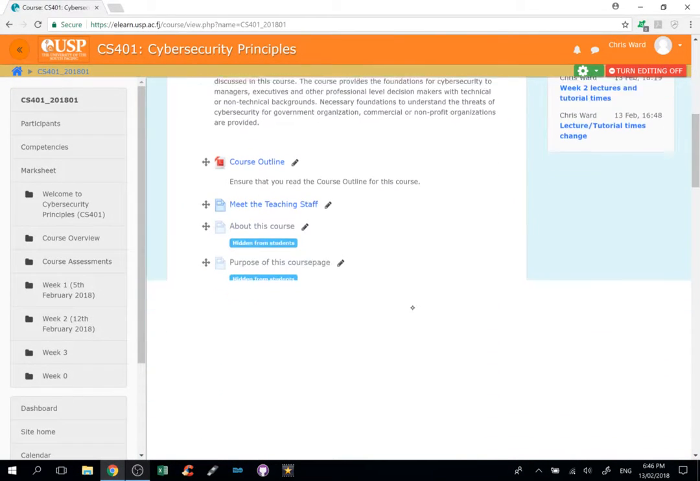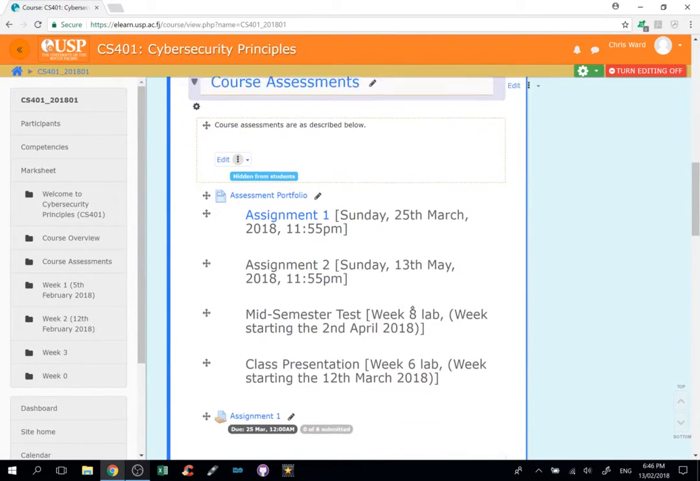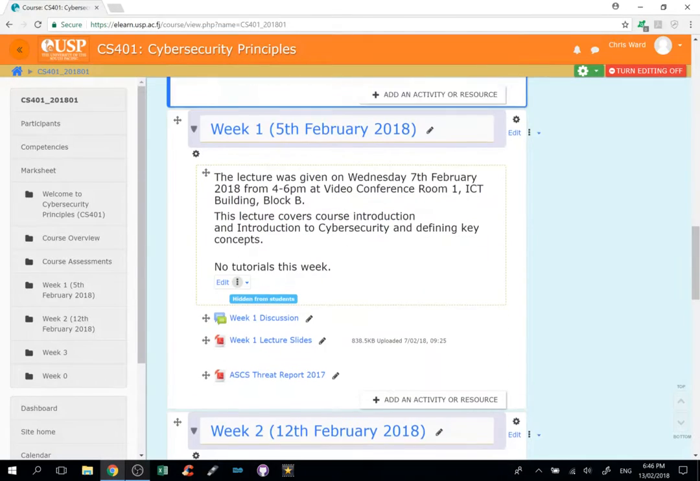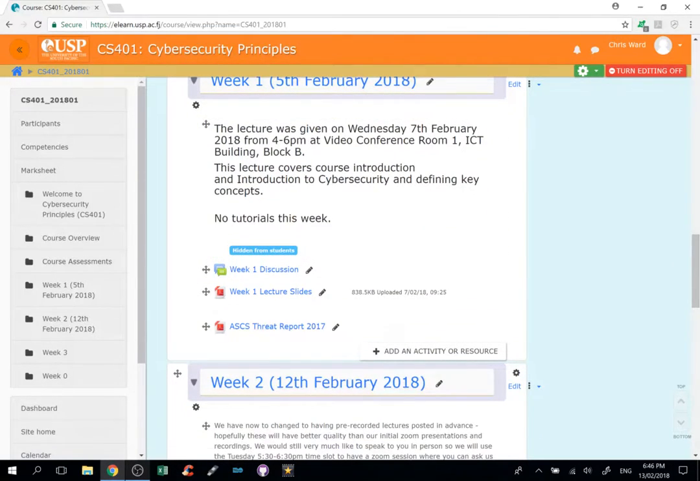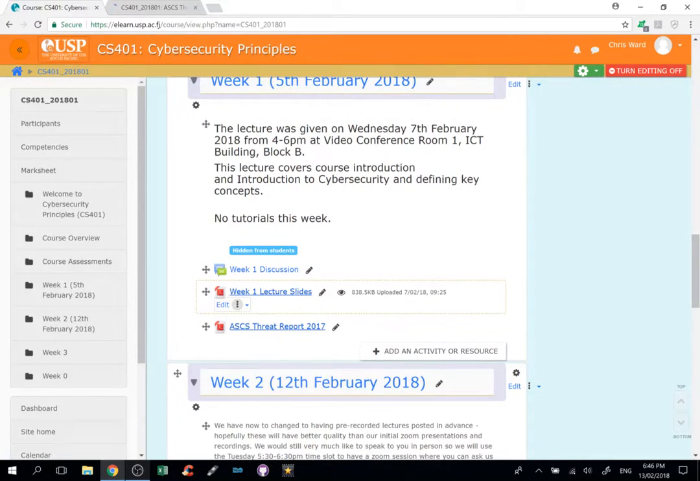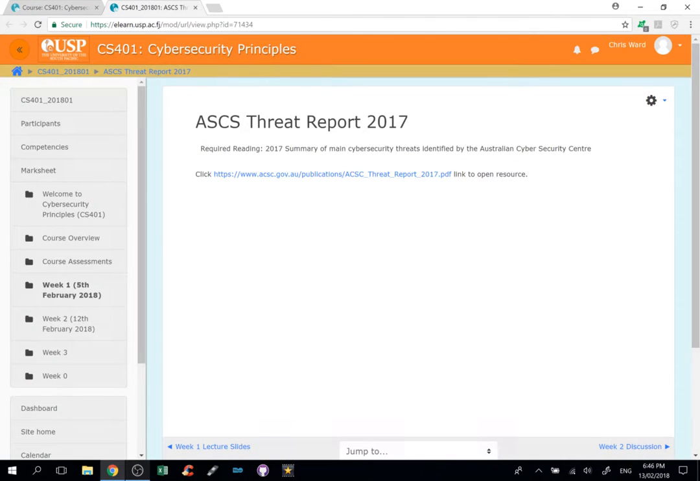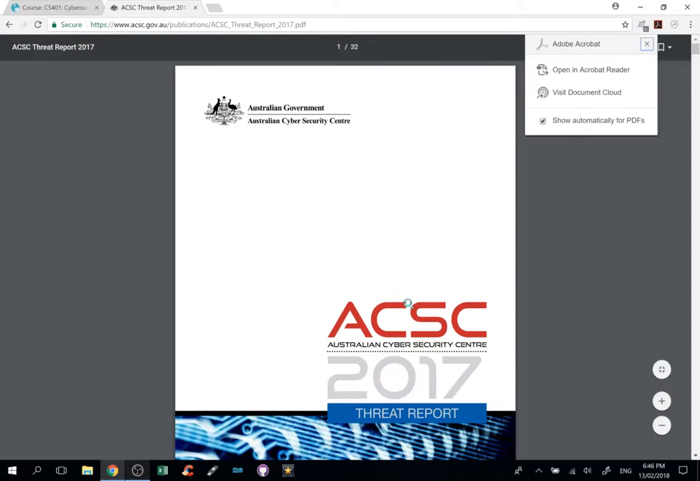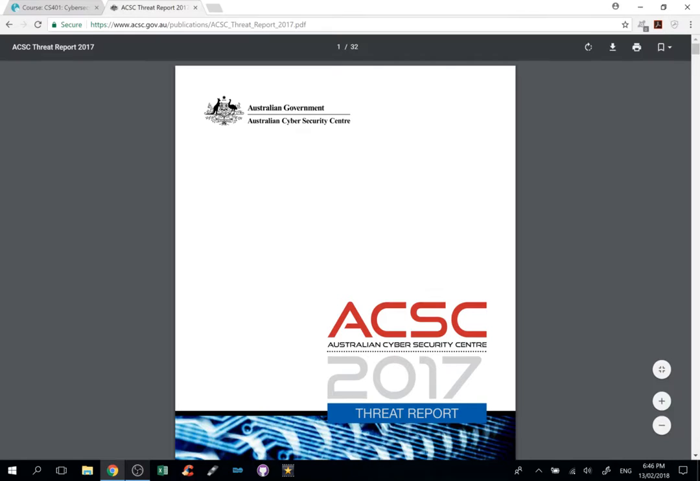If I scroll down on the home page, all the way down to week 1, the reading for week 1 was this ASCS threat report. I'm just going to open that up in another tab so we can take a look at it together. Now I'm not going to scroll through it, because it is your job to go away and read it. But essentially this is a document that is put out by the Australian Cybersecurity Centre each year, and it gives you a pretty good overarching summary of where cybersecurity is at the moment.